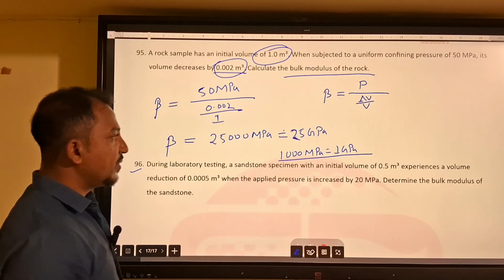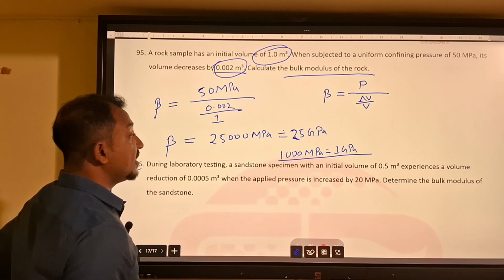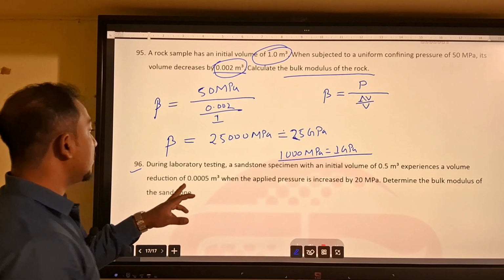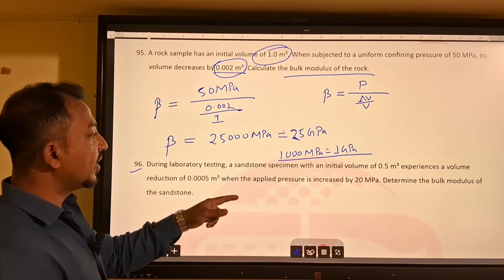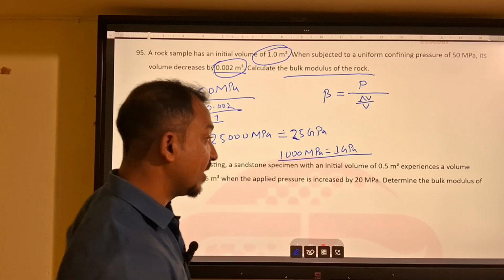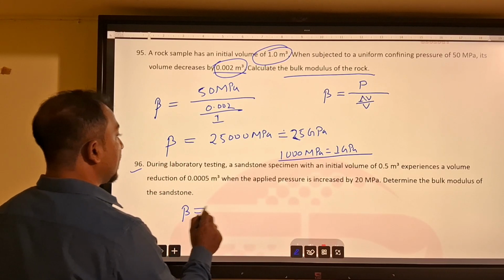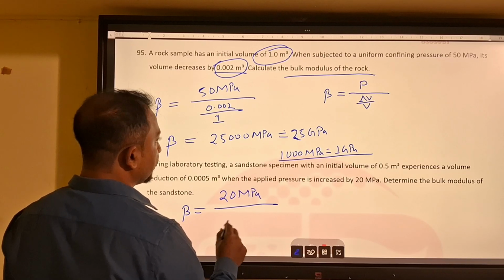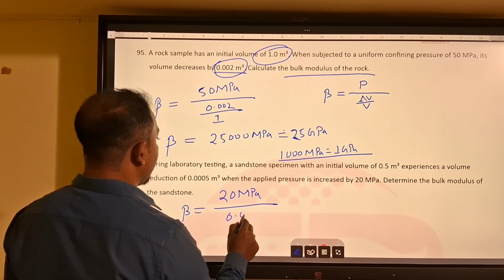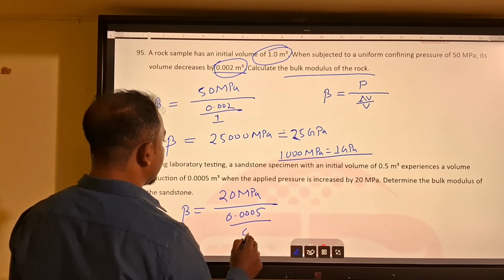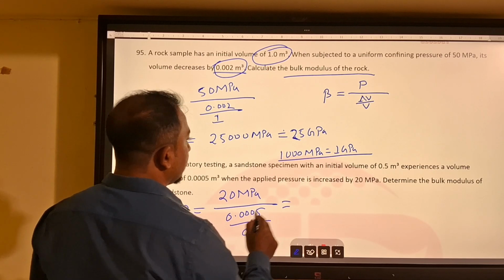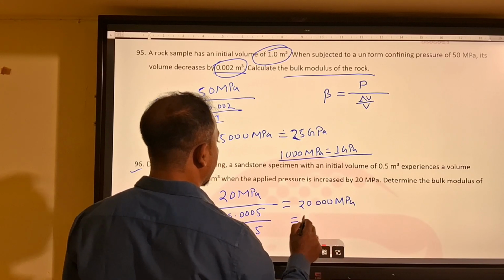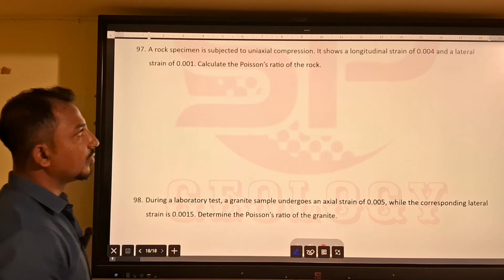Next question is also a similar type of question. During laboratory testing, a sandstone specimen with initial volume 0.5 meter cube experiences a volume reduction of 0.0005 meter cube when the applied stress is increased by 20 MPa. So bulk modulus: pressure is given 20 MPa, divided by change in volume 0.0005 over 0.5, will be 20,000 MPa or 20 GPa.